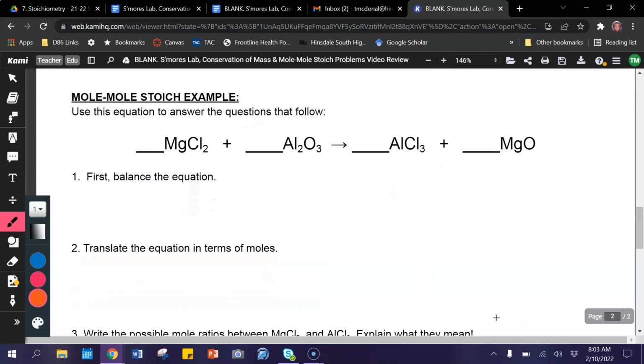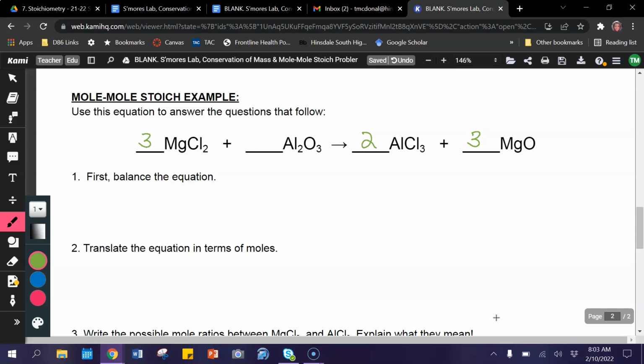Okay. On the next page, we have some mole-mole stoich problems to look at. So the first thing that we have to do is balance our equation. And in order to get our equation balanced, I need to add a coefficient of 3 in front of magnesium chloride, a coefficient of 2 in front of aluminum chloride, and a coefficient of 3 in front of magnesium oxide.